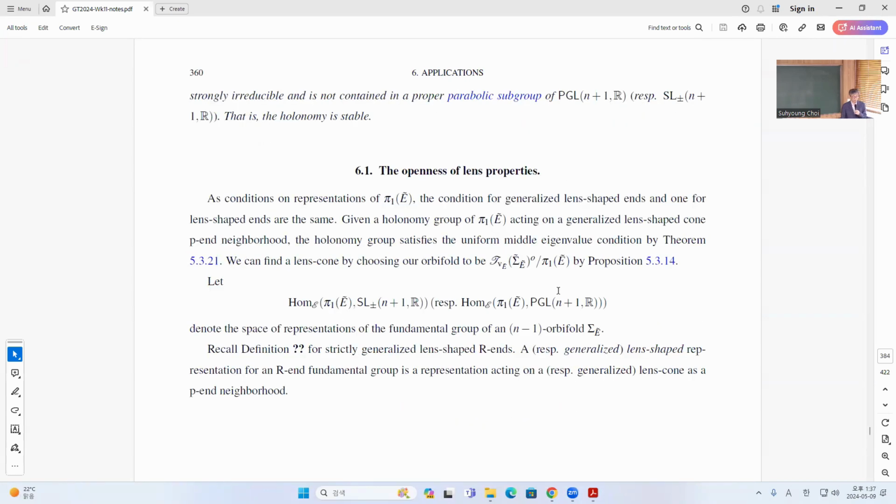So first we show the openness here. You look at the fundamental group of the end, and you have this acting on some generalized lens-cone neighborhood and satisfying the uniform middle eigenvalue condition, because a generalized lens-shaped cone is always in the lens-shaped cone. So we have this representation space. E means that it will fix a vertex here, or a totally geodesic plane, or it's horospherical.